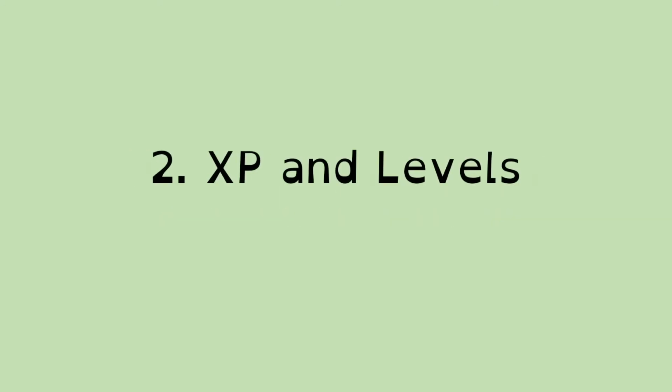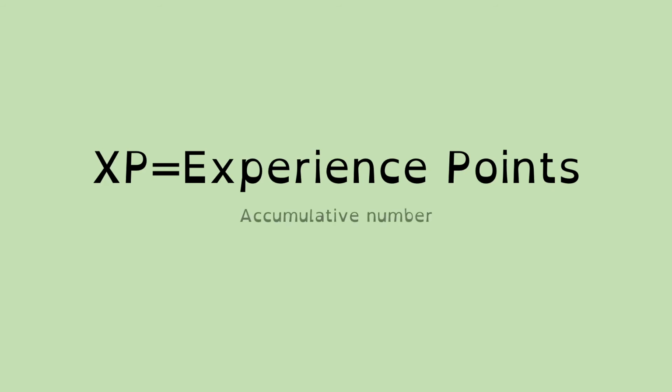The second one is XP and levels, and XP is short for experience points. Sometimes this is shortened to EXP instead, which is short for experience rather than XP for experience points. And these are points that you are given as you play. It's an accumulative number, so it keeps adding up. You very rarely in games get to lose them, but in some games you can. And they're usually given as a reward for combat kills.